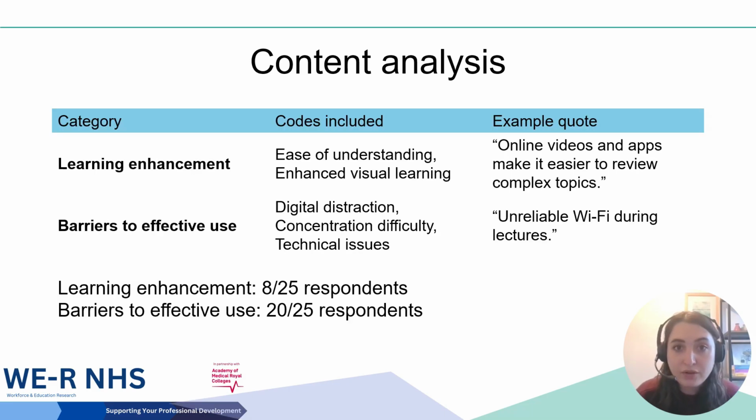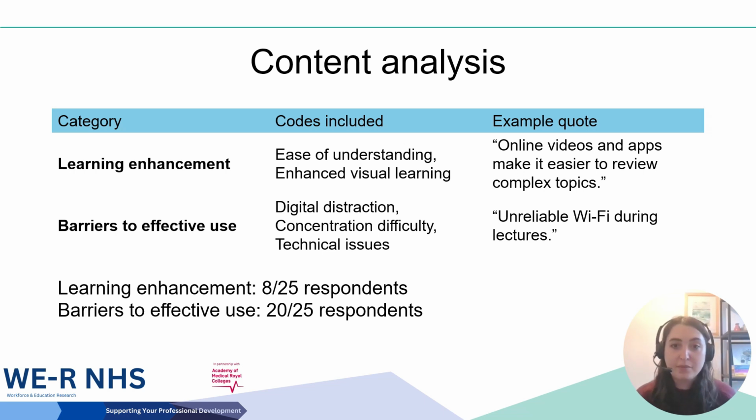Once you've finished doing this for all of your data, you then group your codes into categories. And again, you can see a couple of examples here. So for the category of learning enhancement, we have codes included such as ease of understanding and enhanced visual learning. The next category, barriers to effective use, contains the codes digital distraction, concentration difficulty, and technical issues. And you can also see that I've included some example quotes here. I should also make it clear that this is from fictional data.